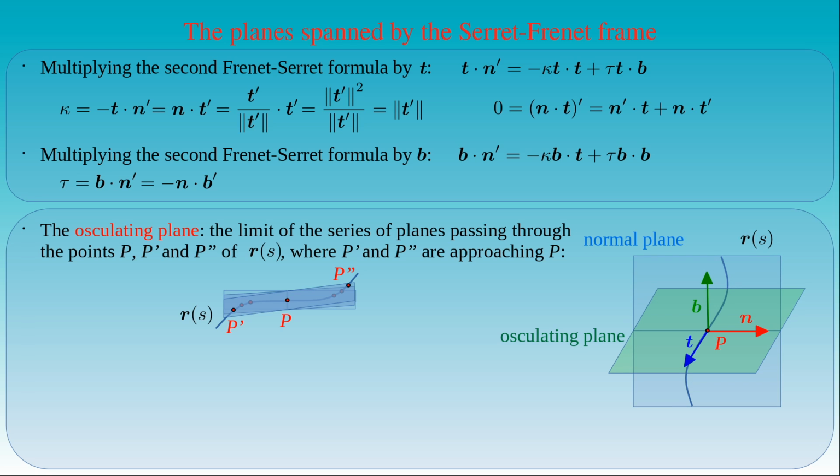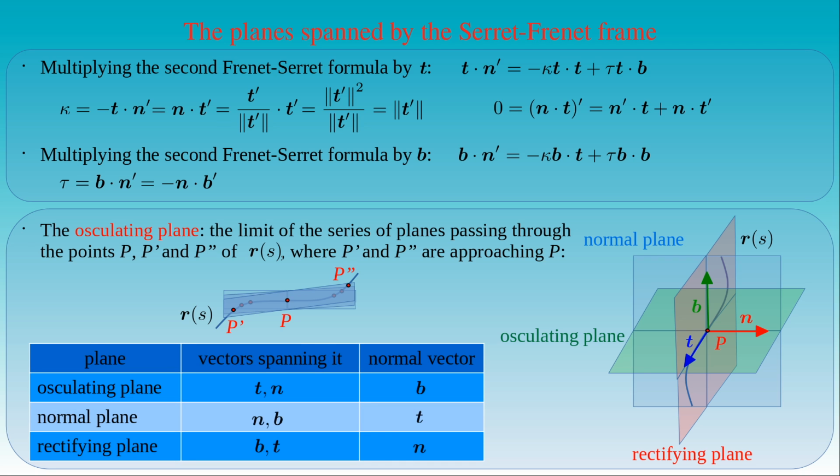A third plane, called the rectifying plane, can also be defined as the plane spanned by the tangent t and the binormal b at the point P. Then the normal vector of the rectifying plane is the normal n of the curve at the point P. In this table we can summarize the 3 planes, the set of vectors spanning them, and their normal vectors. If the order of the planes in the table is the osculating plane, the normal plane, and the rectifying plane, then we can just permute the 3 vectors in each row to get the corresponding vectors in the next row of the table. In fact, we only need the osculating plane to give the geometric interpretation of the curvature kappa and the torsion tau.